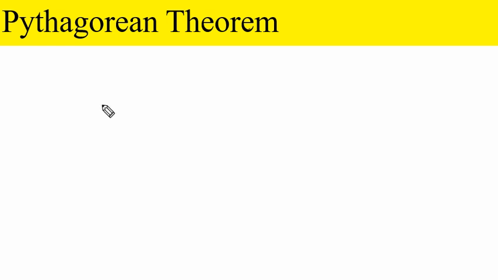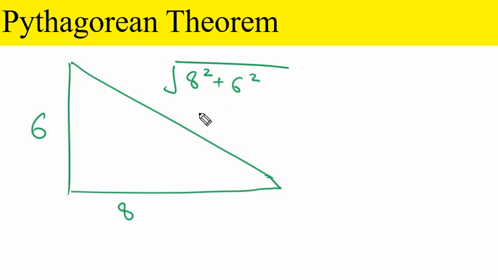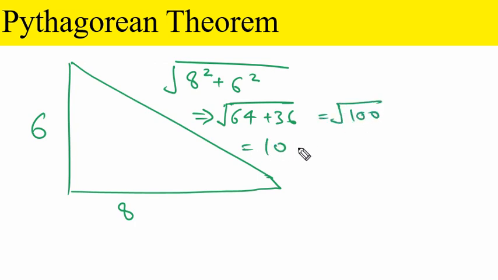So let's quickly try a few more examples. Let's say this is 6, 8. Now how will you find hypotenuse in this case? So square root of 8 square plus 6 square. When you solve this, you will get 8 square is 64 plus 36, that will give you square root of 100. Solve this, you will get 10 is your answer.